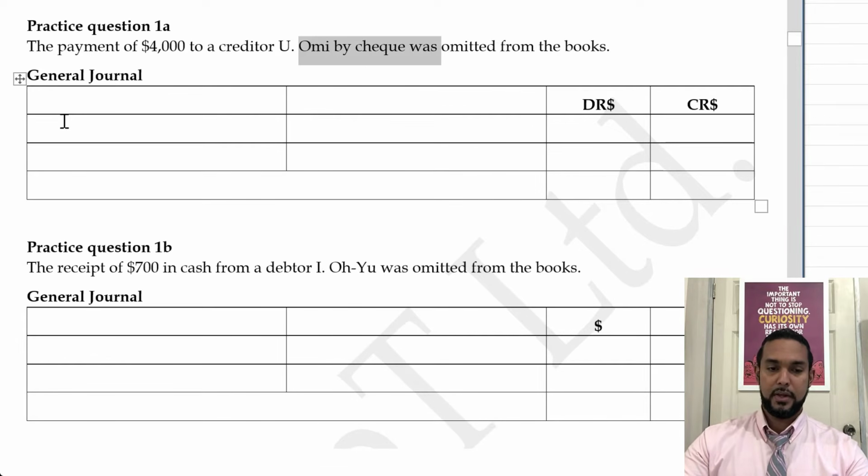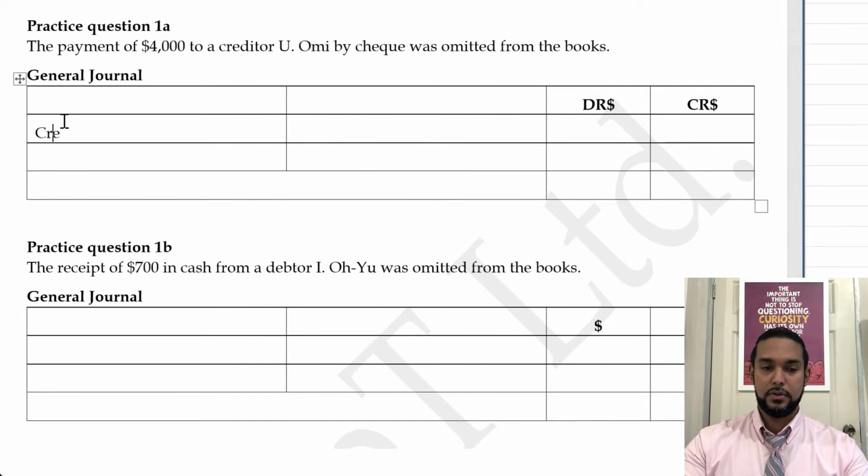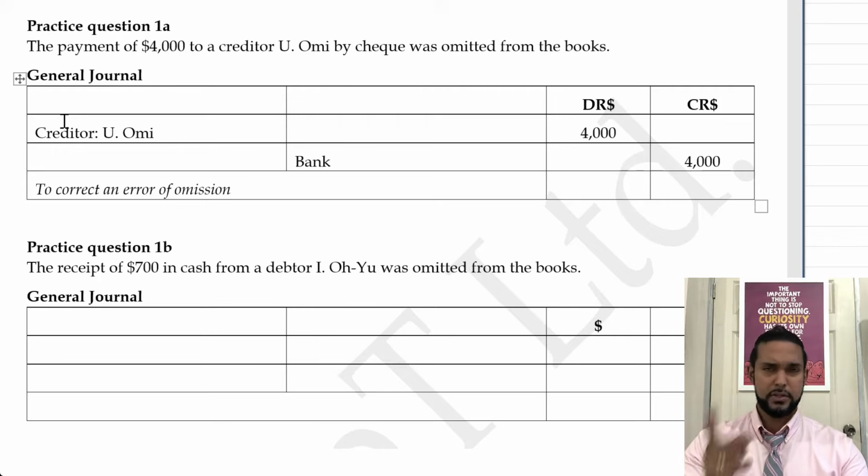So now when we come here, the debit goes to you.owe me, the creditor, and that's $4,000. And the credit goes to bank for the same $4,000. And this is to correct an error of omission. There you go. All right, did you try the second one? If you didn't try it, pause it now and try.